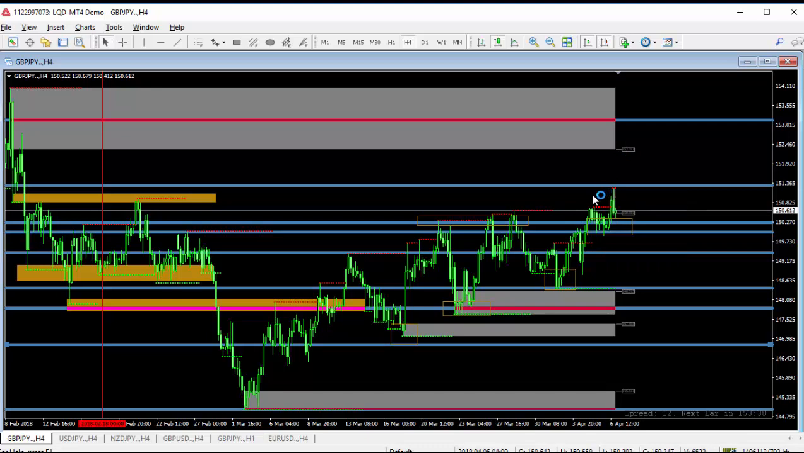Uptrend. All right, look at the wick. Look at how this thing wicked off. This just happened. It wicked off between here and here. Not a coincidence. Not a coincidence that you have that much space there. It's not a coincidence. There's no such thing as coincidences in trading.